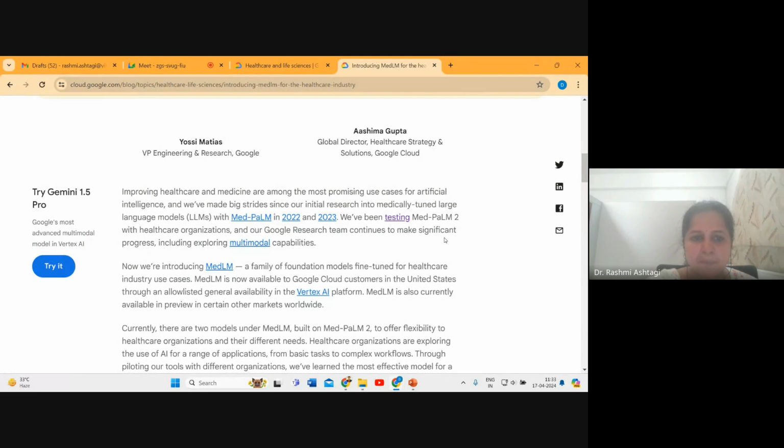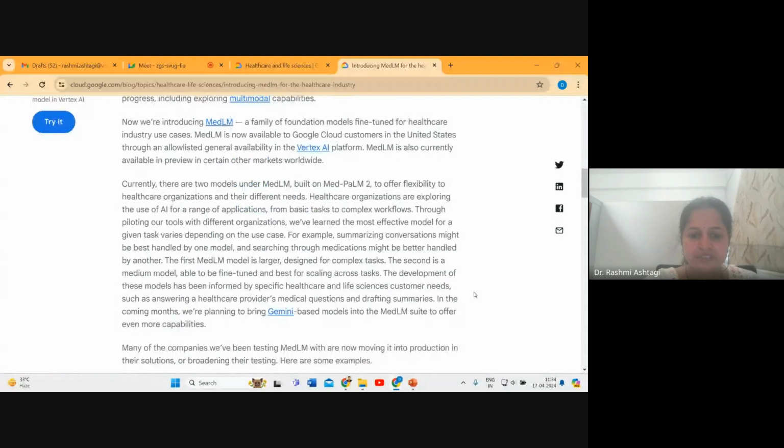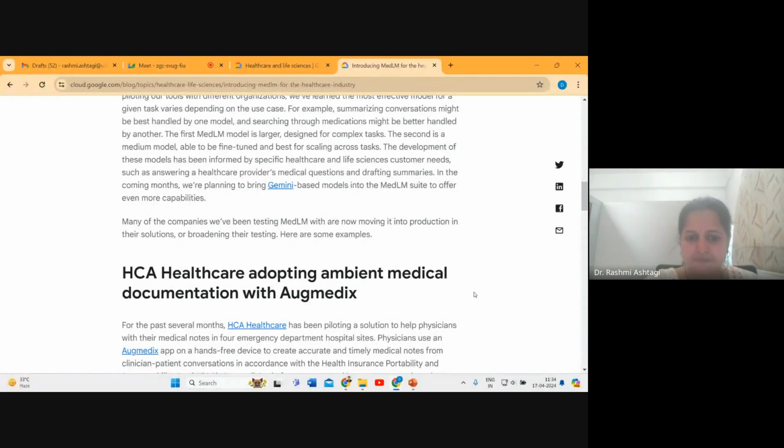Here, MedLM, medically tuned large language models, LLMs. This is developed on PaLM itself, so we are calling it Med-PaLM. Just a moment. Okay, so this is for the medical purpose.